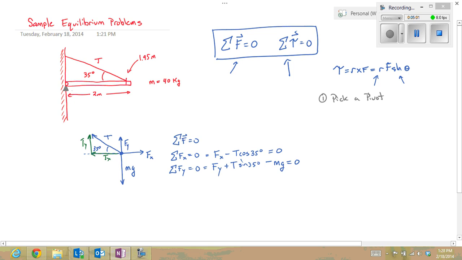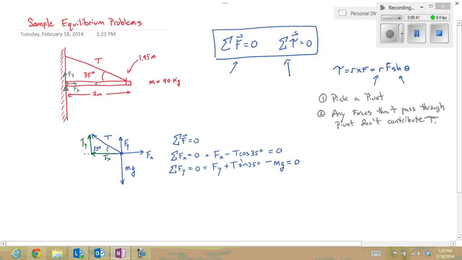The first force in my diagram, remember I have a force F sub y and an F sub x from the pivot. Both of those forces, any forces that pass through the pivot, don't contribute torque because R is 0 in those cases, so R cross F is 0. So I can ignore those. So let's go ahead on to my next force.